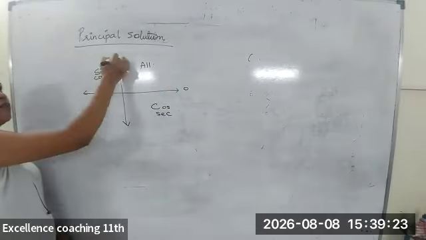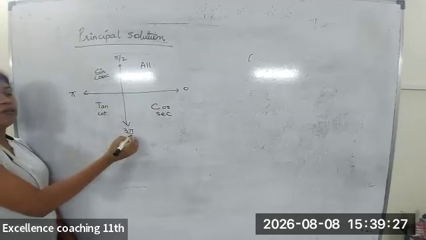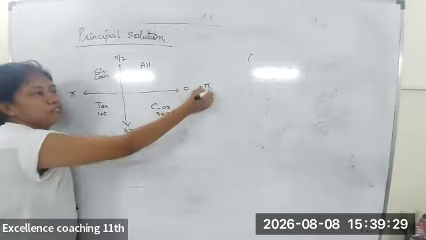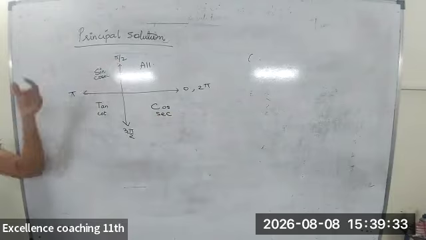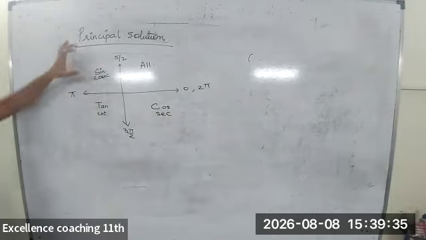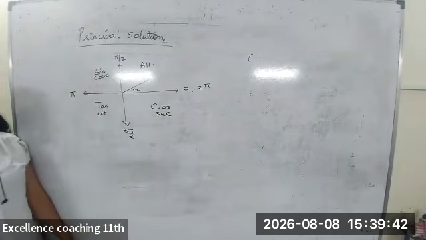0, pi by 2, pi, 3 pi by 2, and 2 pi. In terms of radians only, we will have to write a solution. So we'll learn this one. 90 degrees means pi by 2, this is pi. Here, what is it? Suppose any angle, this is x.